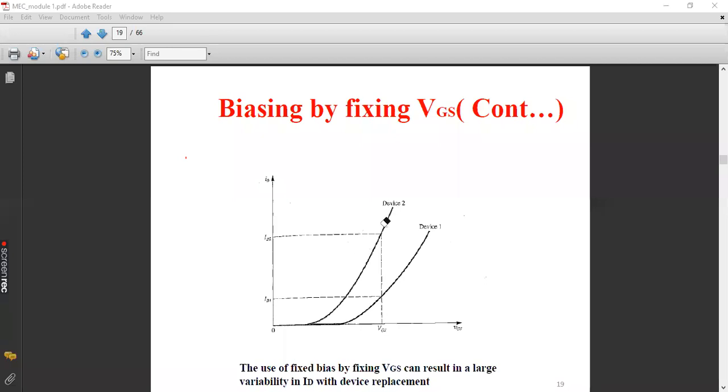I'll give a clue. Device 2 has already started its conduction for a small VGS, whereas device 1 needs more positive gate voltage for the conduction to take place. So what would be the difference between the two devices in terms of one voltage? No idea?